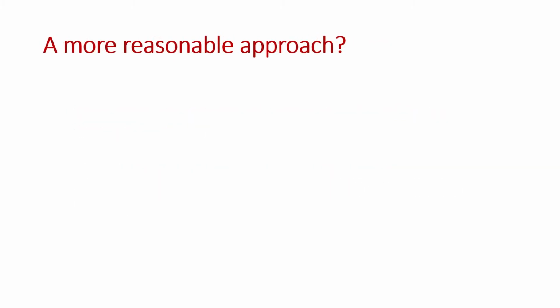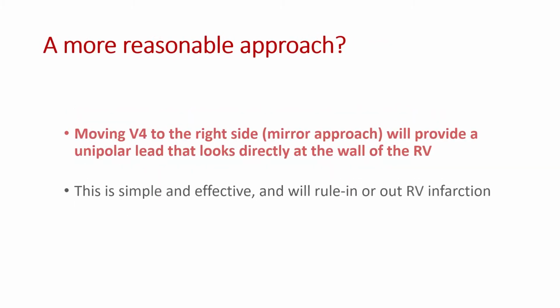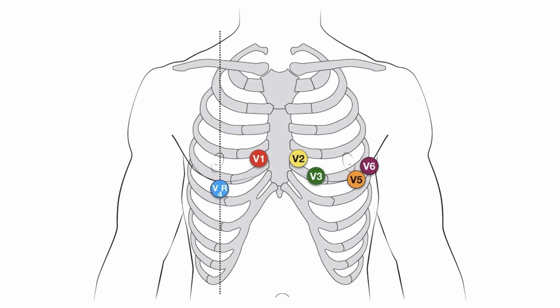What might be a more reasonable approach then is just moving a single unipolar lead. So what about V4? If we move V4 to the right side, this will provide us a single lead that looks directly at the right ventricular wall. Simple, easy, and it will rule in or rule out isolated right ventricular infarction, and it will certainly give us more information when we're evaluating inferior STEMIs. So this is easy peasy. We move V4 right over to the opposite side of the chest. Makes absolute sense, as in mid-clavicular, exactly the same space, and that'll be easy peasy, yeah?